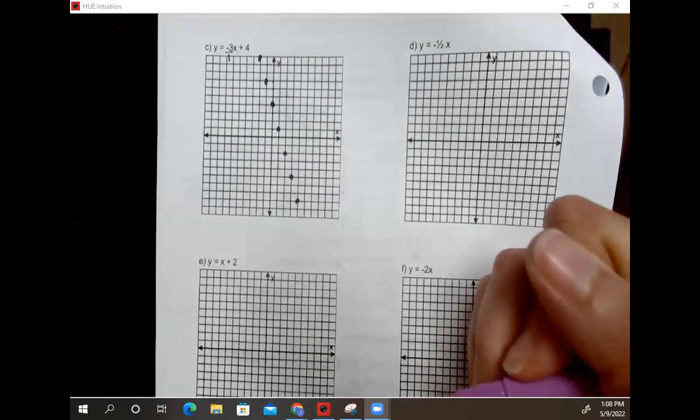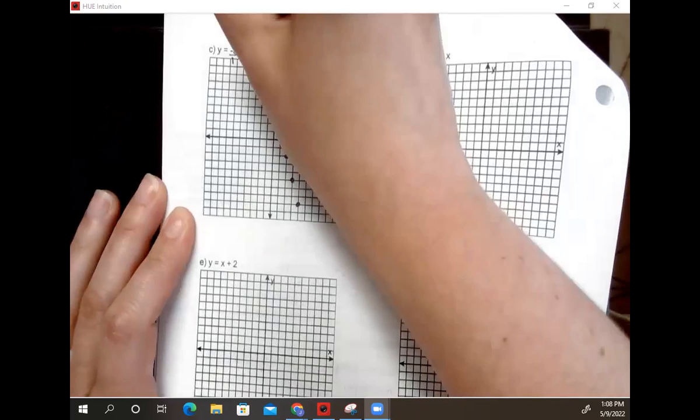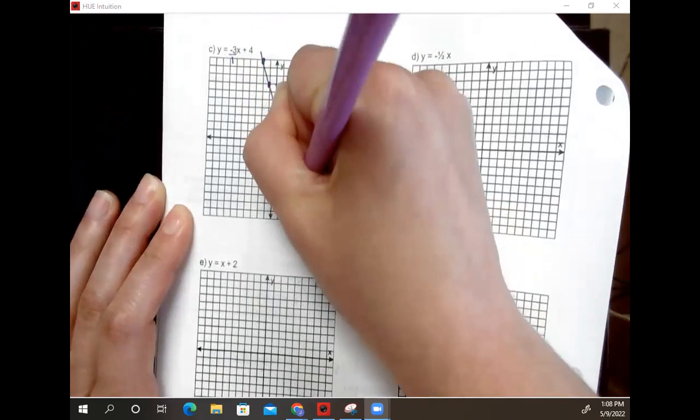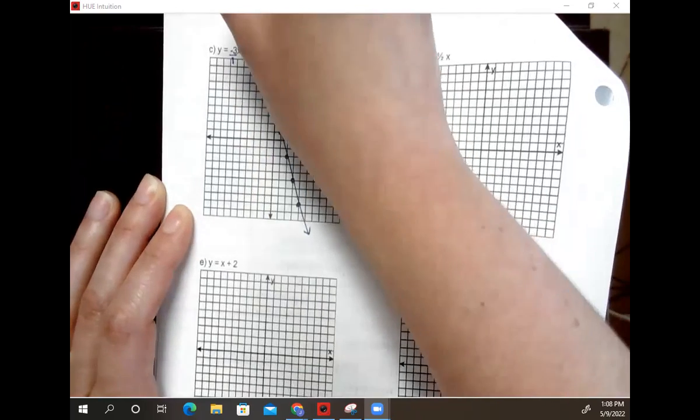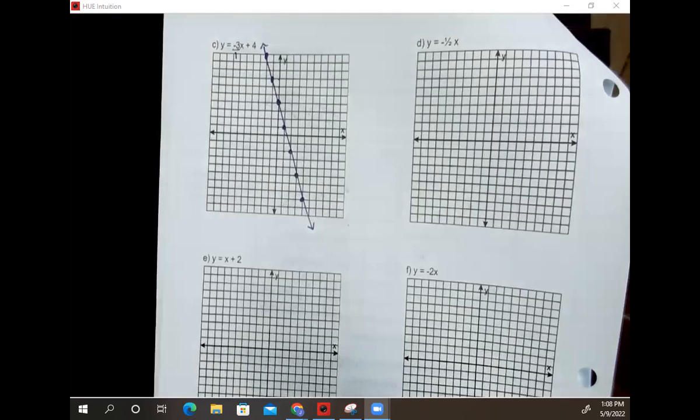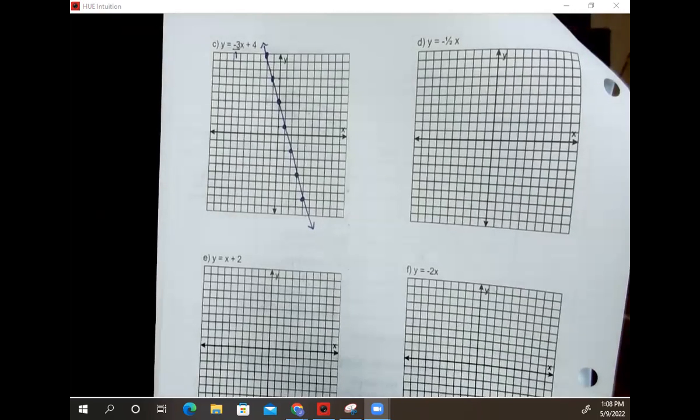Once you have filled your coordinate plane, connect your points and throw your arrows on the end. Questions for me so far?